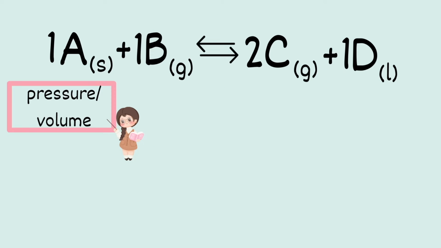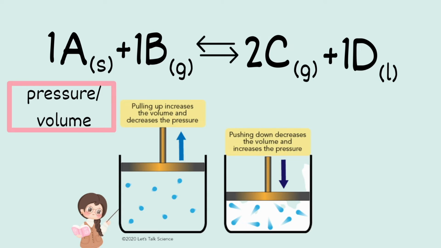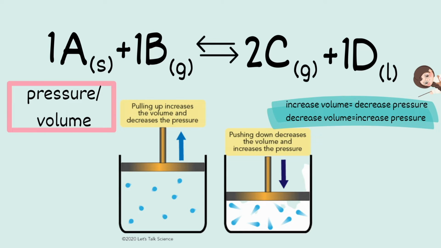Okay, next let's look at how pressure and volume change the equilibrium. First off, let's make sure we understand how pressure and volume are correlated. This illustration shows atoms in a cup and a plunger on them controlling the volume and pressure. Pulling up on the plunger increases the volume and decreases the pressure. In contrast, pushing the plunger downwards decreases the volume and increases the pressure. So remember, increased volume equals decreased pressure, and decreased volume is equal to increased pressure.